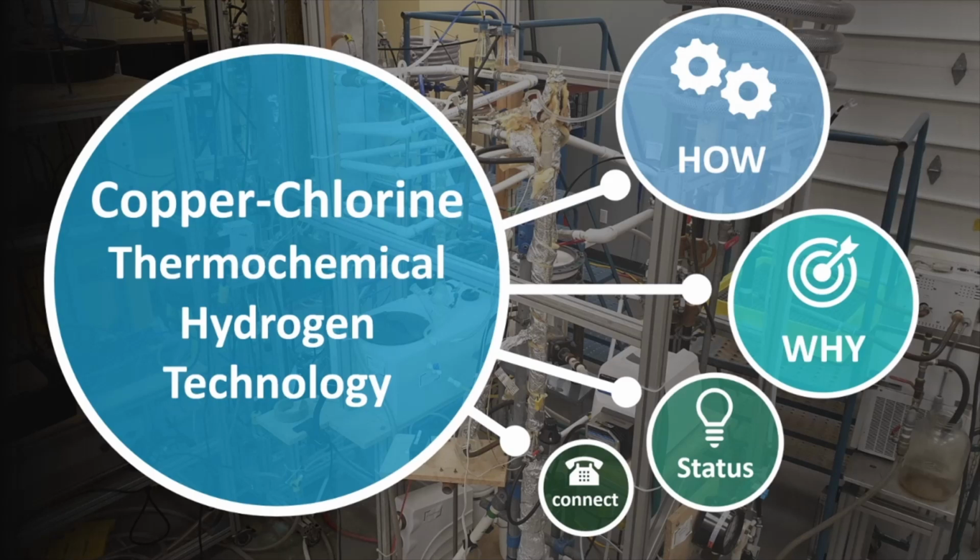The copper chlorine cycle is the thermochemical cycle that uses thermal energy to generate clean, emissions-free hydrogen fuel. In this presentation, we hope to give you a basic understanding of the copper chlorine cycle, its potential applications in the clean energy industry, and the current status of development.